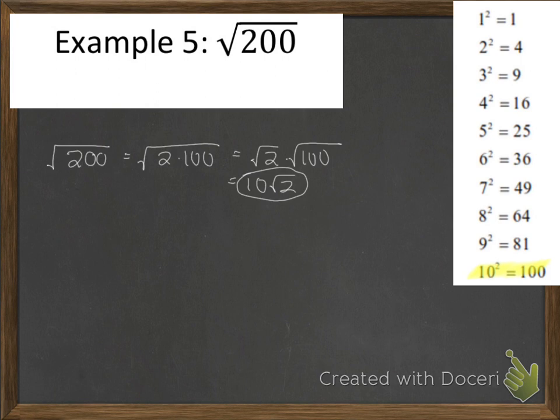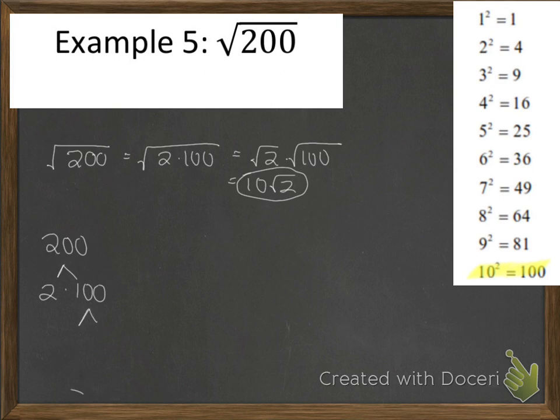Again, this is a perfectly valid method. If that doesn't appeal to you, you could start factoring it here. Now, with this prime factorization, you might automatically notice, oh my gosh, 100 is a perfect square, and you could take it from there.